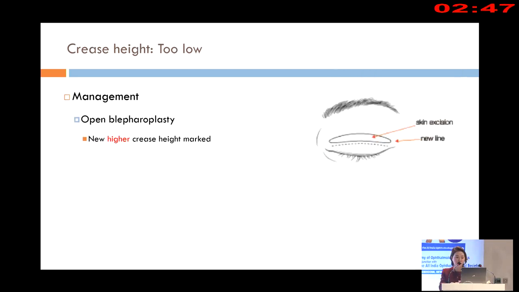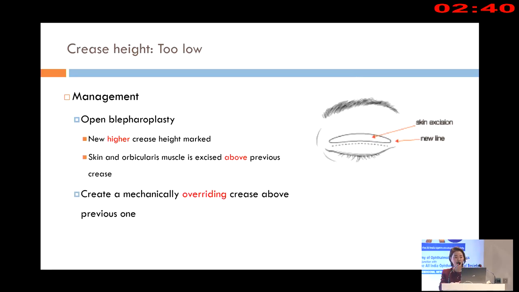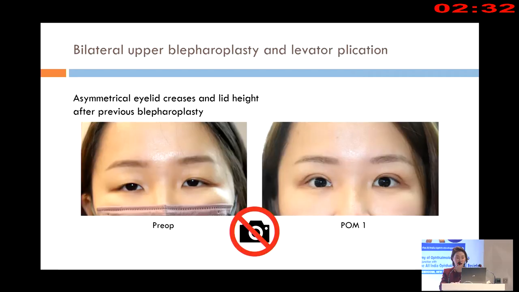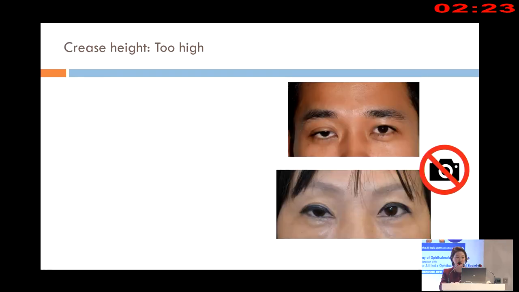With an open blepharoplasty, the new crease height is marked, the skin and orbicularis are excised above the previous crease, and we create a mechanically overriding crease above the previous one. You can do this with a small incision blepharoplasty, and that leaves really inconspicuous scars from the first operation. So this patient had previous blepharoplasty and was unhappy with asymmetrical eyelid creases and height, so this is a revision blepharoplasty where we raise the crease for her.